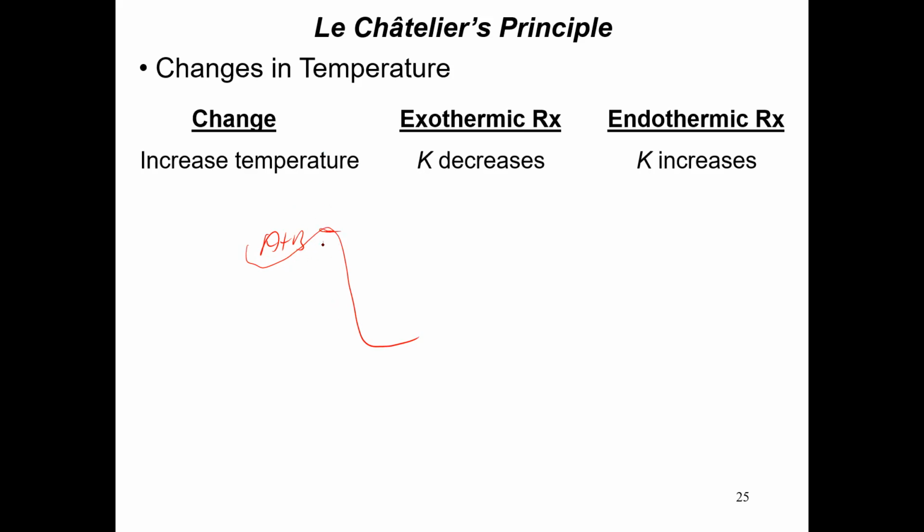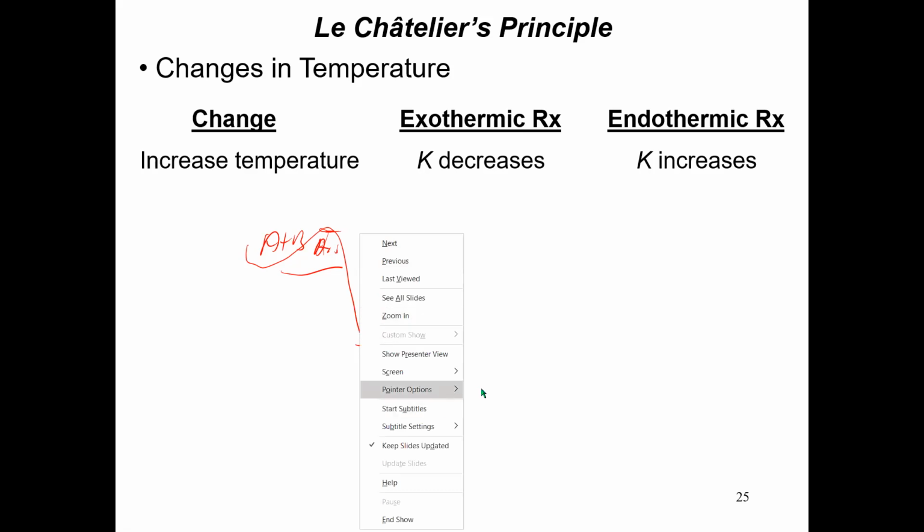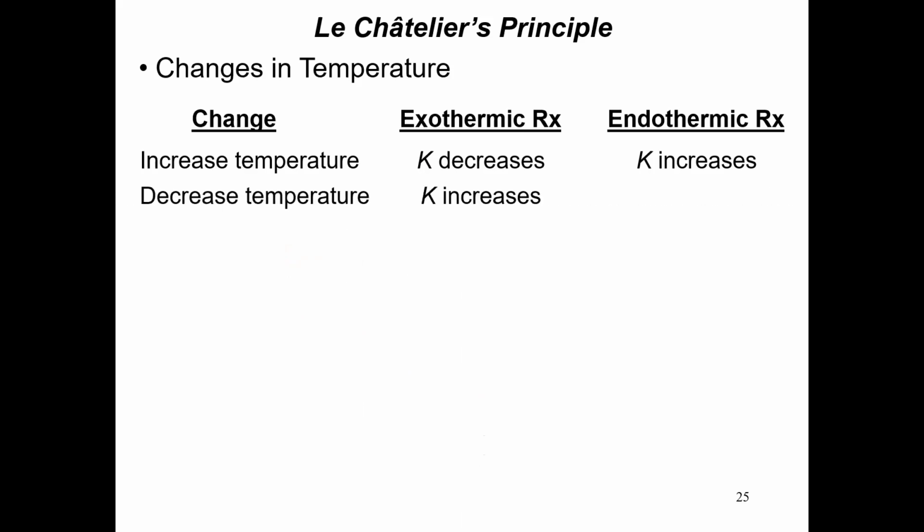Remember, this is the activation energy to the right, and this will also be the activation energy to the left. So basically you can get a variety of things related to both of those based on increasing the temperature. Decrease the temperature with an exothermic reaction, the K will increase, because you're essentially removing heat from it.